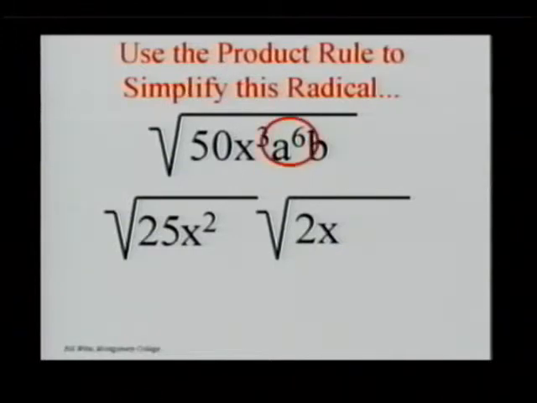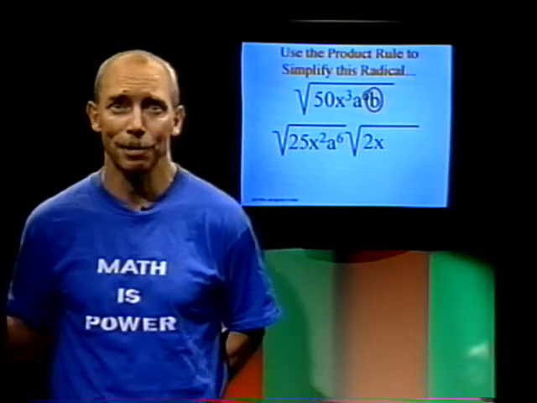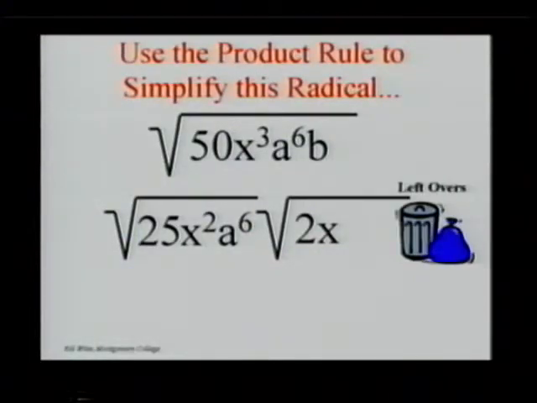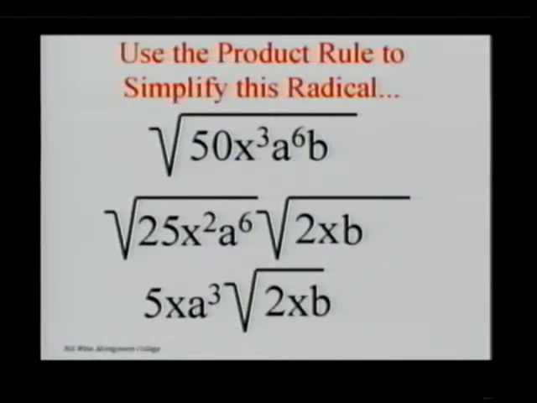A to the 6th. Now sometimes they're all good. The whole thing's good, and there isn't any bad. And other times, as in the B, they're all bad. There isn't any good, so it just goes in the bad pile. Now that I've broken them up, I take my perfect square roots, the square root of 25, X to the 2nd, A to the 6th, and take it. That's why I set it up to do that. And I just bring the garbage down.